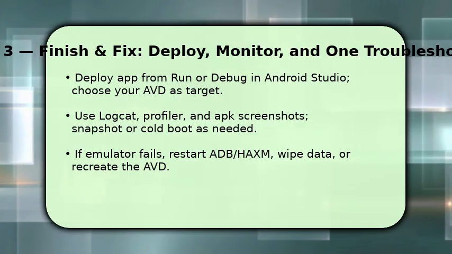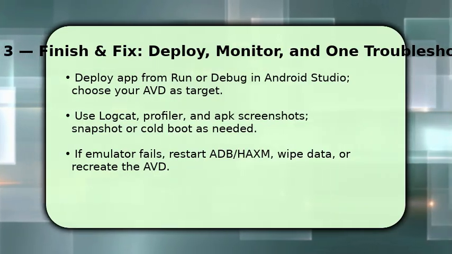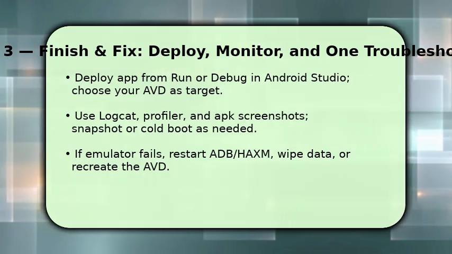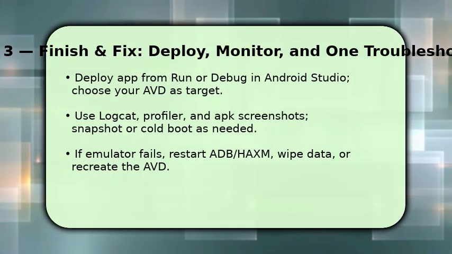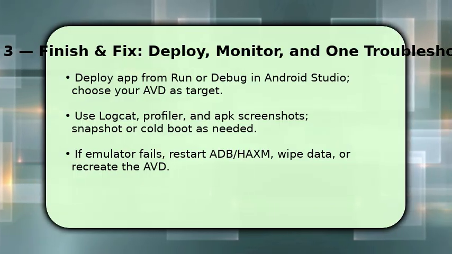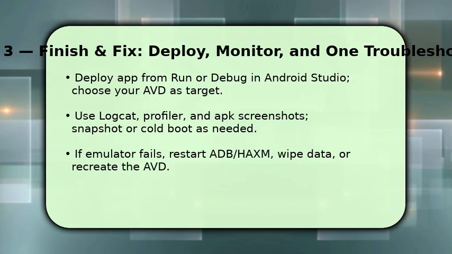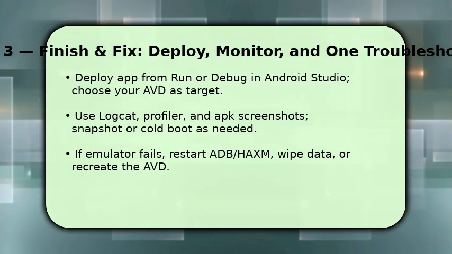If the emulator is sluggish or misbehaves, try wiping AVD data, cold booting, or restarting ADB and the hardware acceleration service. These steps often resolve corruption and connectivity problems. Make sure to recreate the AVD only if other fixes fail, since that clears custom settings.